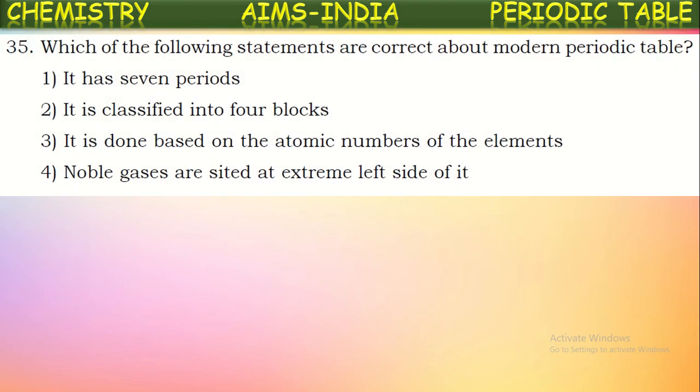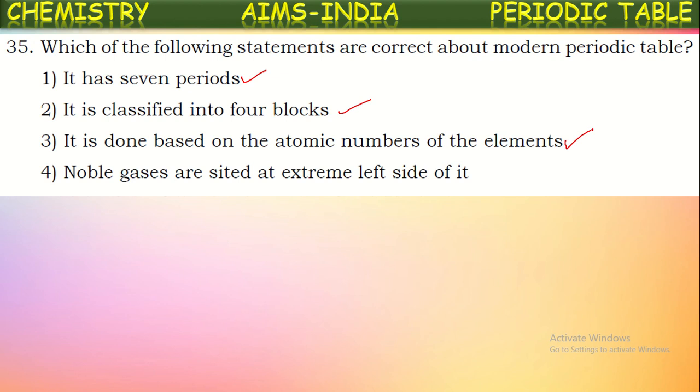Okay. Next, which of the following statements are correct about the modern periodic table. See, some statements are given about the modern periodic table. Let us find which are correct. It has 7 periods. Yes, of course. The modern periodic table has 7 horizontal rows which are called periods. It is classified into 4 blocks. Yes, the modern periodic table is totally classified into 4 blocks. They are S, P, D and F blocks. It is done based on the atomic numbers of the elements. Yes, it is also correct. The modern periodic table is constructed based upon the atomic numbers and electronic configurations of the elements.